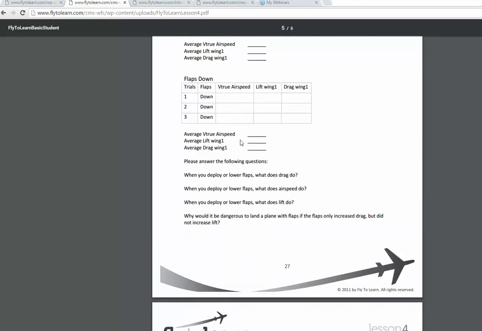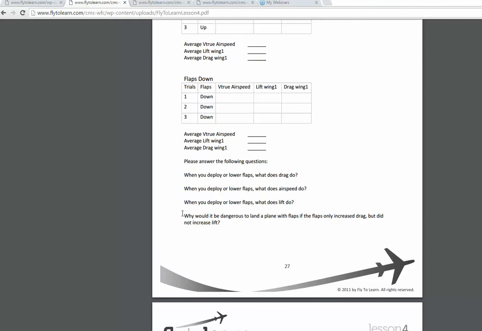So we'll be discussing this more today. The question, I'm not a big fan of how it's worded, but if flaps only increase drag and not lift, it would be dangerous to land a plane. Why would this be? And I want you to think about how speed and lift are related.